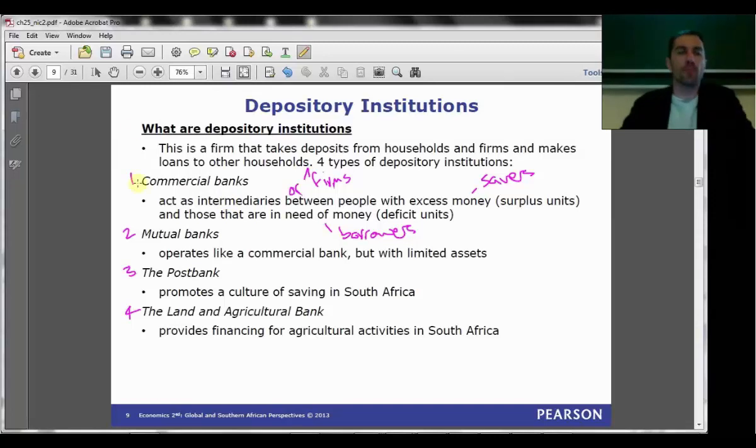We then have something called a mutual bank, which is a lot like a commercial bank, but it has limited assets. In other words, the difference between a mutual bank and a commercial bank really has to do with ownership of the bank and basically legal entity definitions. The commercial banks that we have in South Africa would be ABSA as an example, Standard Bank, Capitec.